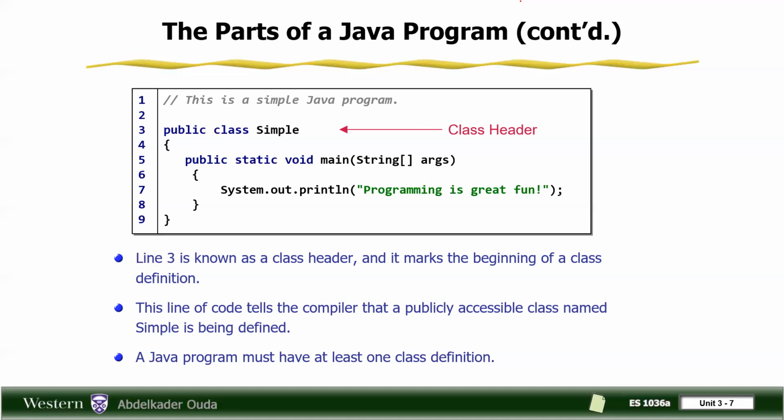A Java program must have at least one class definition. So if I have a program, I can put everything in one class, but at least I should have one class. In C++, I can write my program without any class. In Java, no, since it's a fully object-oriented language, so we need to have at least one class and write the parts of my program inside this class. Clear till here? Questions, guys?